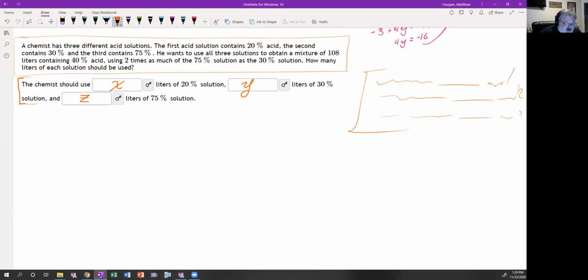So we've identified, one, how many variables we need and what those variables stand for. Those variables stand for liters of that solution, liters of that solution, and liters of that solution. Never write an equation with a variable in it if you do not know what that variable stands for.